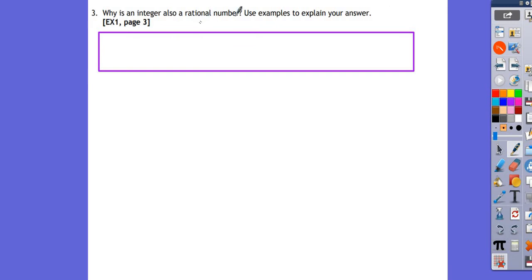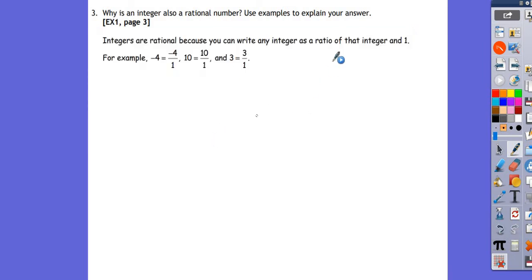Why is an integer also a rational number? And use examples to explain. That is because you can write any integer as a ratio of that integer and 1. For example, -4 can be written as a fraction over 1, 10 can be written as a fraction over 1, 3 as a fraction over 1. So an integer is a rational number because integers can be written as fractions.